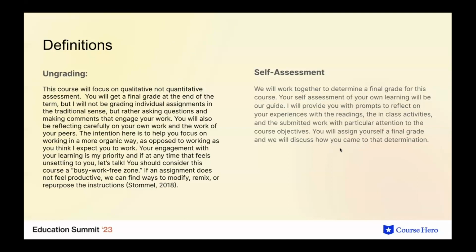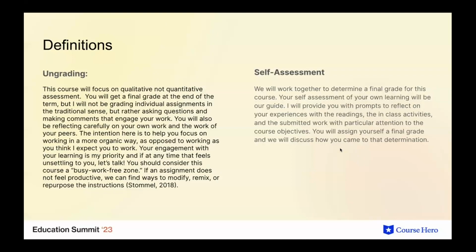The intention here is to help you focus on working in a more organic way, as opposed to working as you think I expect you to work. Your engagement with your learning is my priority, and if at any time that feels unsettling to you, let's talk. You should consider this course a busy work-free zone. If an assignment does not feel productive, you can find ways to modify, remix, or repurpose the instructions.